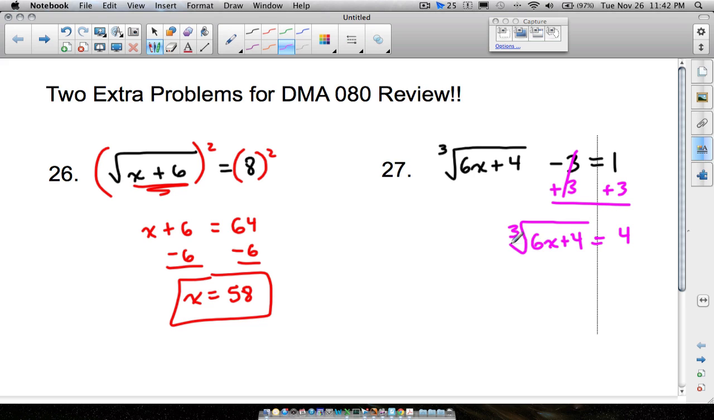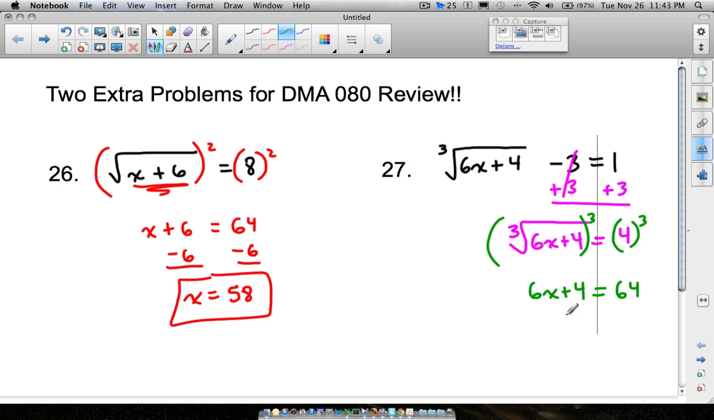So now we have a cube root. To get rid of that cube root, we need to cube both sides. So if we cube this side, and if we cube the other side over here, if you take the cube root of something and then you cube it, just like over here, the house burned down. So we burn this house down, we're left with 6x plus 4. And this is equal to 4 cubed, which is 4 times 4 times 4, which is equal to 64.